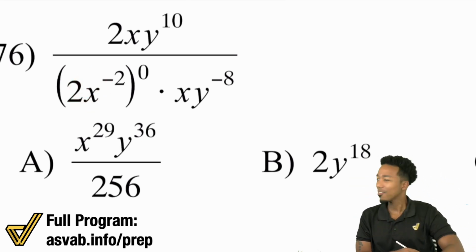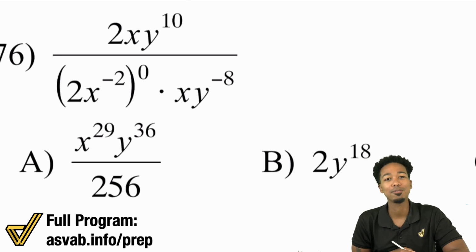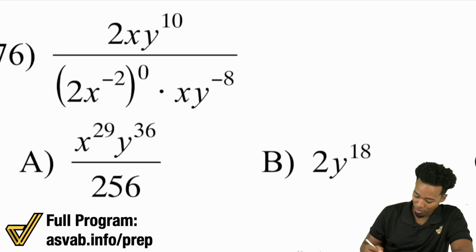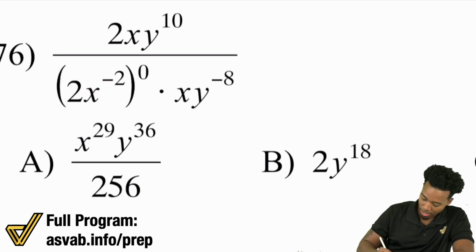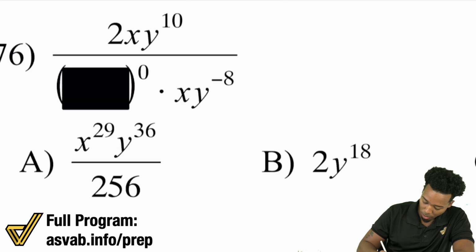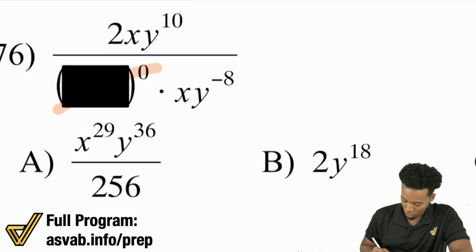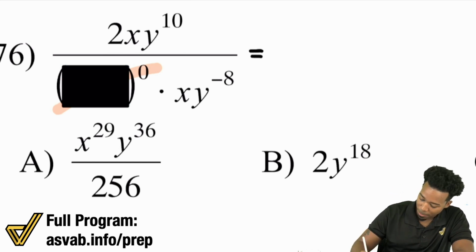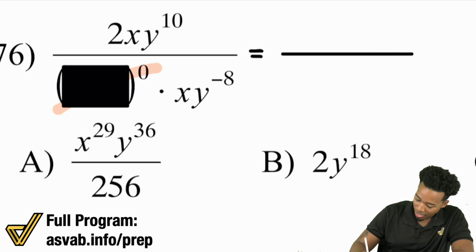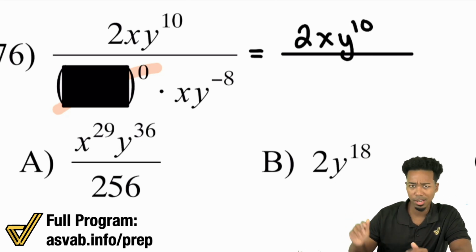When we have something to the power of 0, what's the result going to be, my party people? Always going to be 1. And so with that, this right here is going to be 1. Because remember, anything to the power of 0, anything at all, anything to the power of 0 is 1. So I can immediately rewrite this as 2xy to the power of 10, same thing up top.